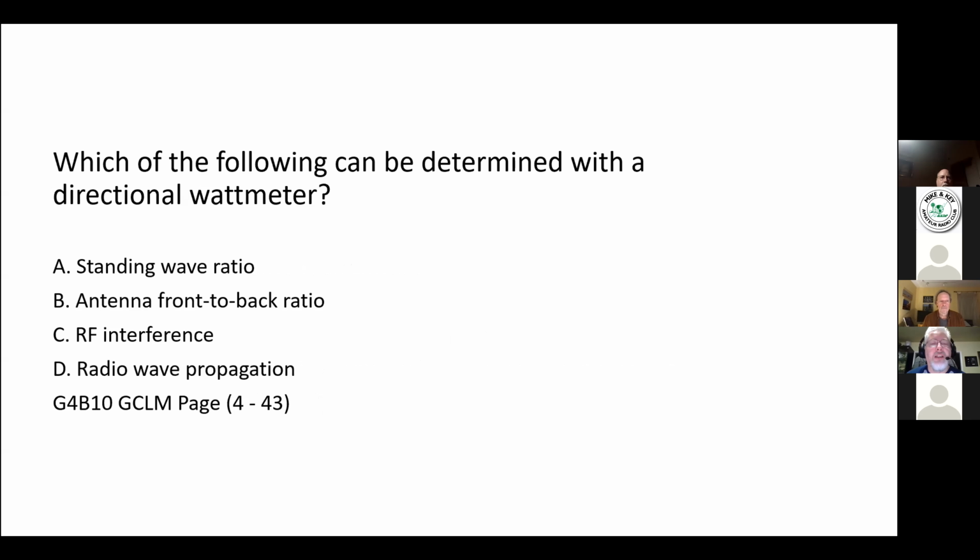Which of the following can be determined with a directional wattmeter? A, standing wave ratio. B, antenna front to back ratio. C, RF interference. Or D, radio wave propagation. Alpha, standing wave ratio, that is correct. You'll get an SWR meter when you have directional forward and reverse.